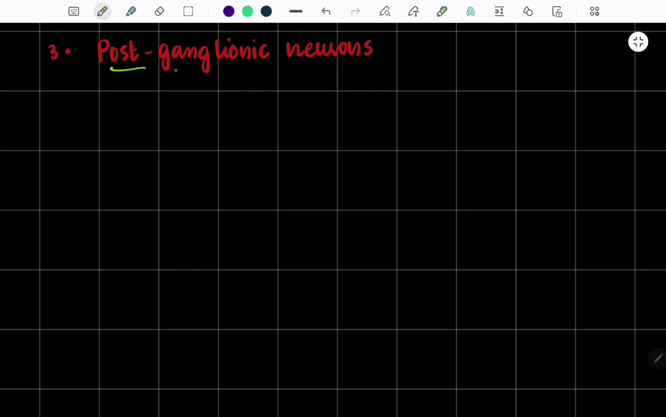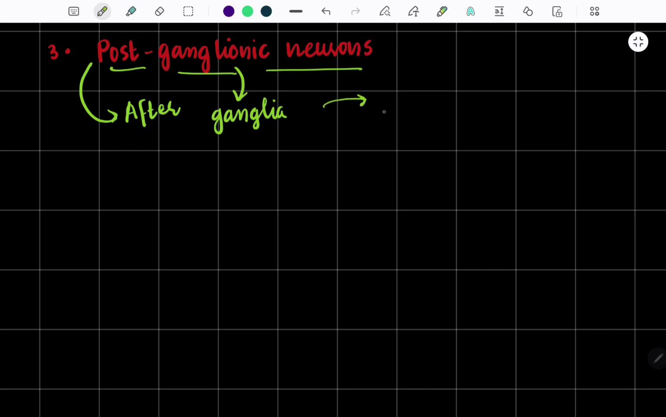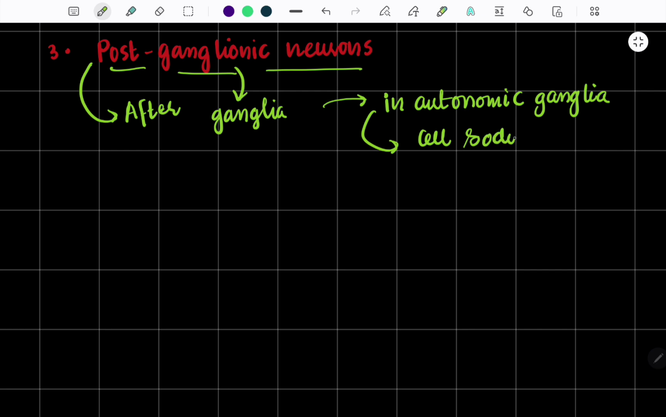Now let us move towards another component of the ANS pathway, and that is the post-ganglionic neuron. Now what are the post-ganglionic neurons? The name suggests that post means after and ganglionic means ganglia, which means these are the neurons that are present after the ganglia. These are not present as a whole, rather the cell bodies of these neurons are present in autonomic ganglia, right? They are the second type of neurons in the ANS pathway.